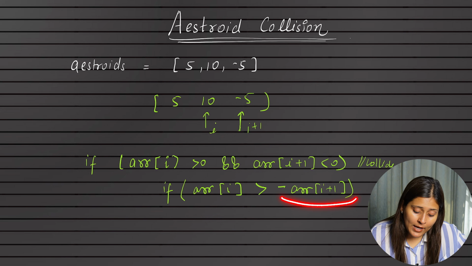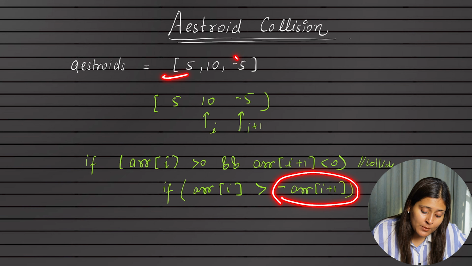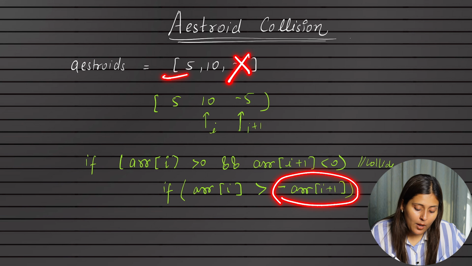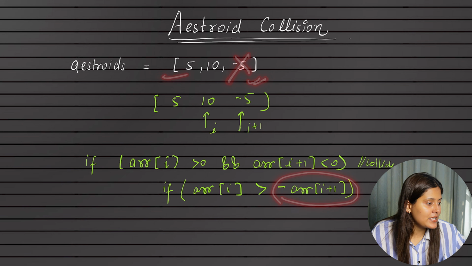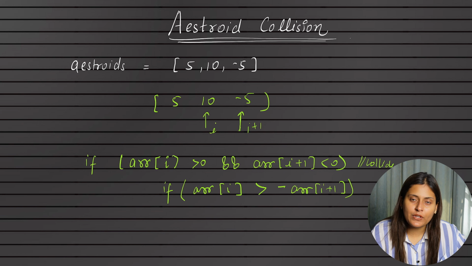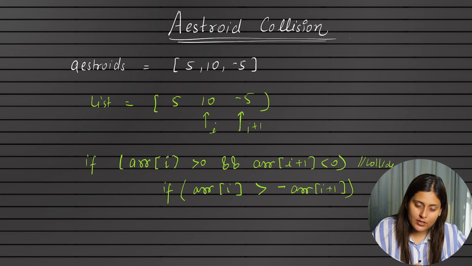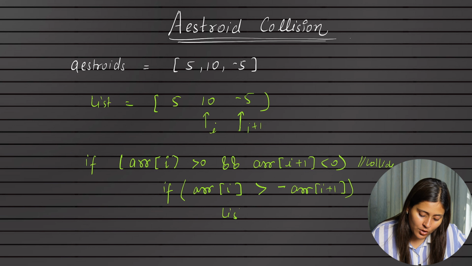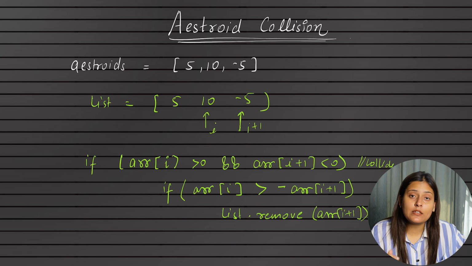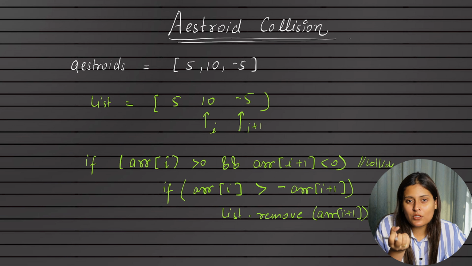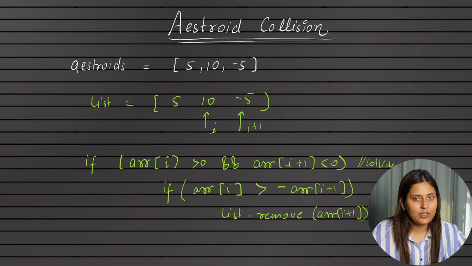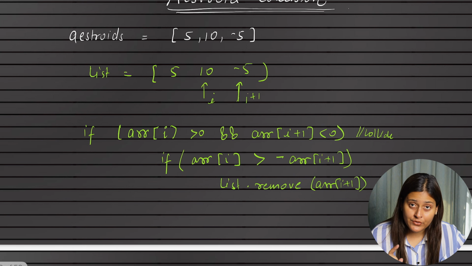So from our asteroid array, I have to remove this. Can I say this? Yes. But as the asteroid has been given as an integer array, what we'll do is convert this into a list, correct? And now we can write list dot remove, and from the list we will remove array of I plus 1. Why I plus 1? Because it is negative and it is the smaller value, so this will vanish when the collision happens. Okay, this is the very first case.